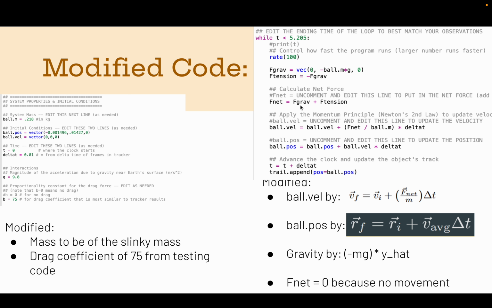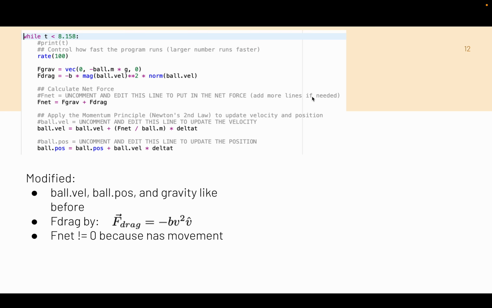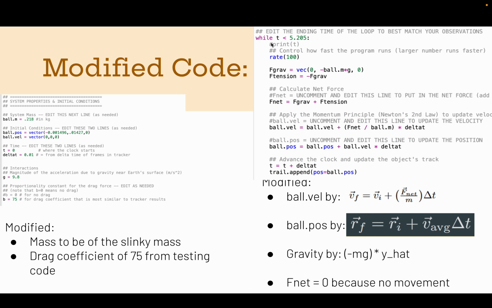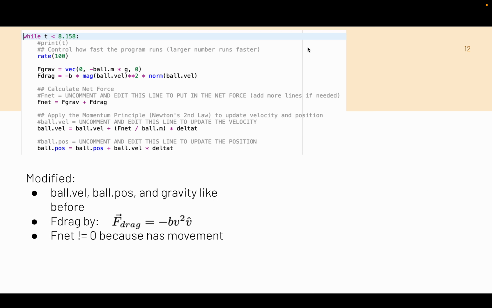F net I just said was the sum of all forces, and then ball.velocity and position I got from the two equations I talked about earlier. We know that F net equals 0, or it has to be true, because the bottom of the spring wasn't moving, so the sum of all forces has to be 0 for there to be a constant velocity of 0. So that means 0 equals F_g plus F_tension, which means F_tension must equal negative F_g. This is the first part of the while loop where the bottom of the slinky isn't moving, and here's the second while loop where the bottom of the slinky is actually moving to the ground.